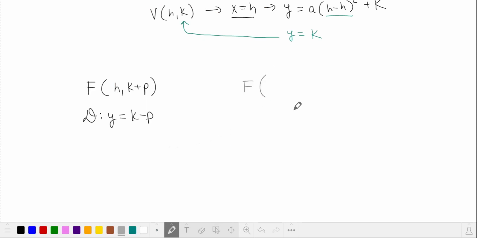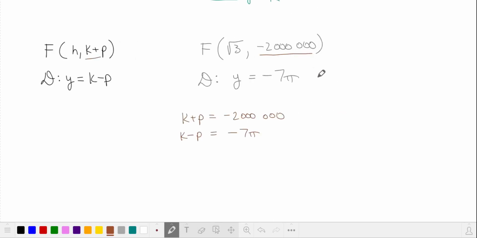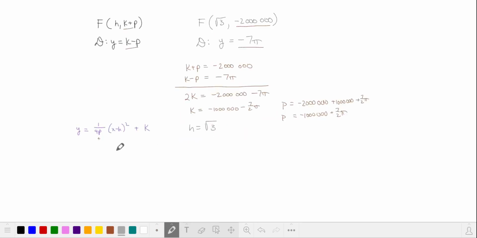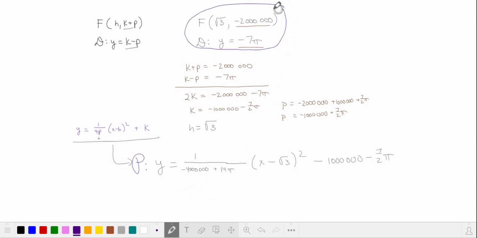So for example, you can choose a focus with an x-coordinate of the square root of 3 and a y-coordinate of 2 million, and a directrix with the equation y equals negative 7 pi. Let k plus p be the y-coordinate and k minus p correspond to the equation for the directrix. We'll add these equations together and we can solve for k and p. With h given as the square root of 3, we can plug this into our parabola equation, and all the points that are equally distant from this point and this horizontal line have an x and y coordinate that satisfies this equation, which also graphs as a parabola.